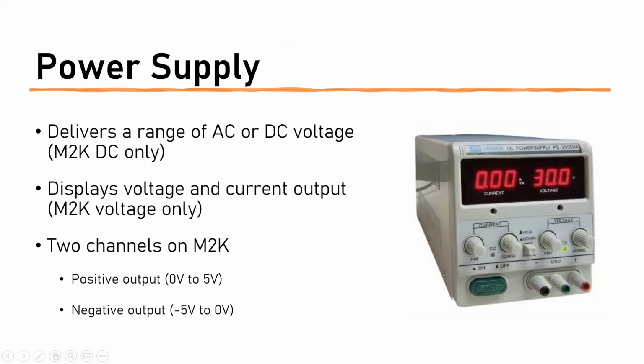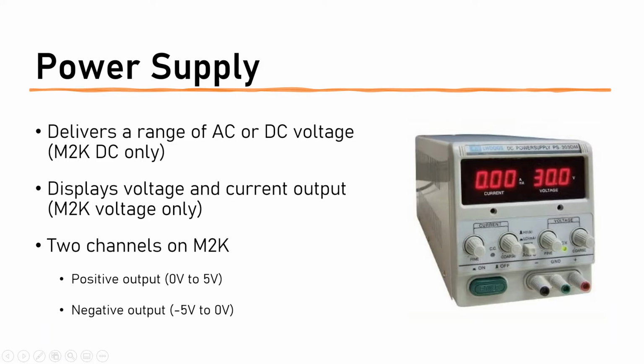A power supply is a piece of electrical equipment that delivers a range of AC or DC voltage to a circuit. The output voltage control of the M2K is adjustable from 5 volts to 0 volts on the positive output and 0 volts to negative 5 volts on the negative output. When connected to a circuit by use of a power lead, negative lead, and ground lead, the power supply can supply power to the circuit.